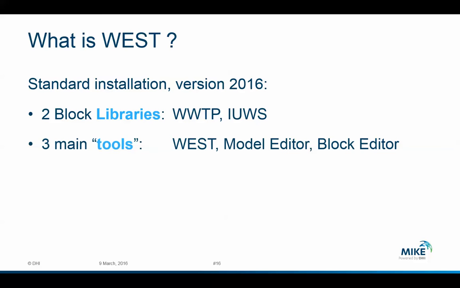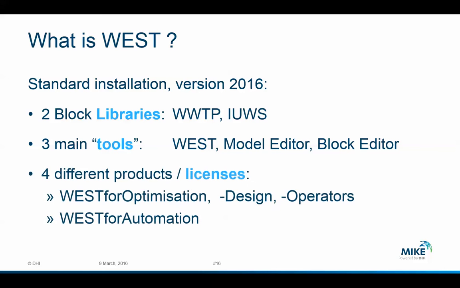It comes with three main working environment tools, WEST itself, the model editor, and the block editor, and four licenses or commercial products. WEST for optimization, for design, for operators, and WEST for automation. I kept these two groups separate intentionally. You will see why in a minute.